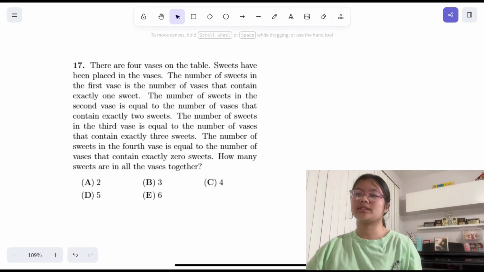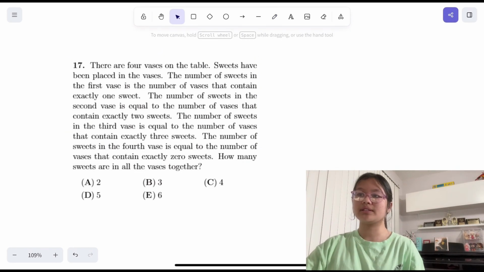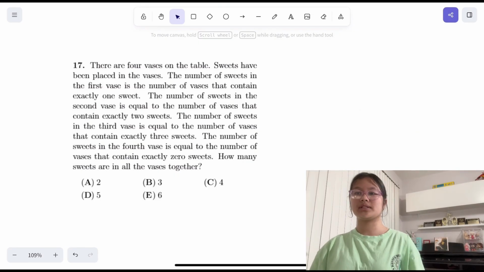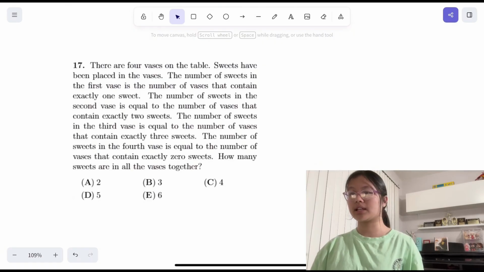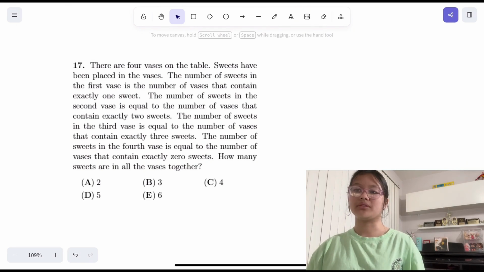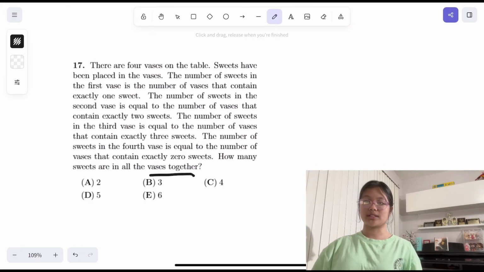17. There are 4 vases on the table. Sweets have been placed in the vases. The number of sweets in the first vase is the number of vases that contain exactly 1 sweet. The number of sweets in the second vase is equal to the number of vases that contain exactly 2 sweets. The number of sweets in the third vase is equal to the number of vases that contain exactly 3 sweets. The number of sweets in the fourth vase is equal to the number of vases that contain exactly 0 sweets. So how many sweets are in the vases together?